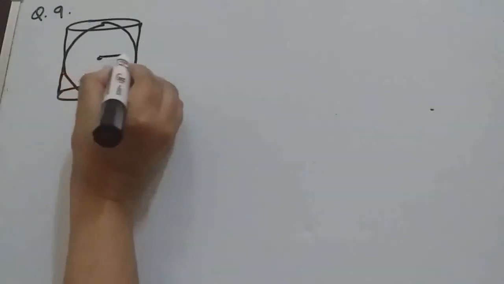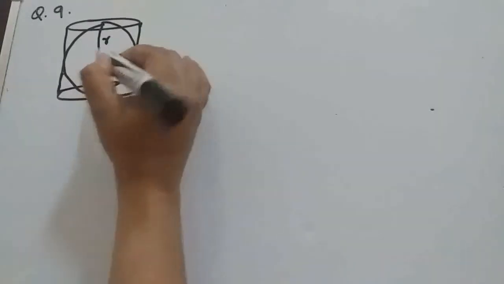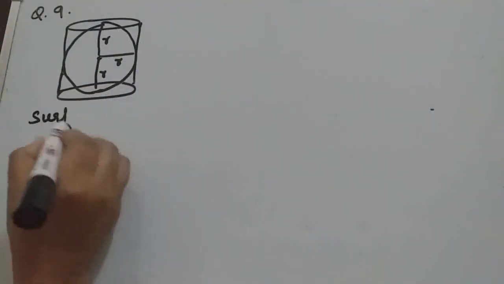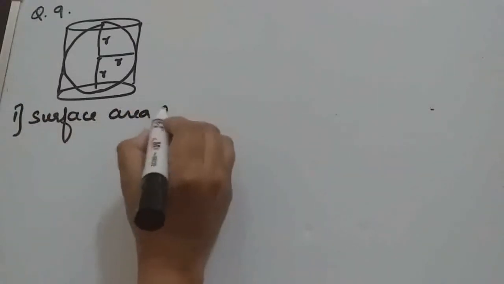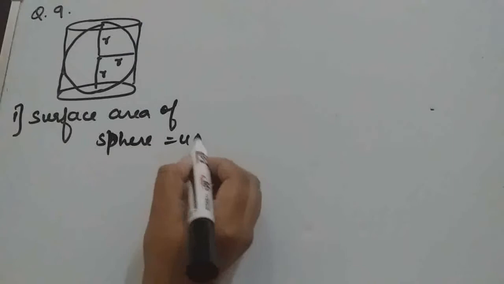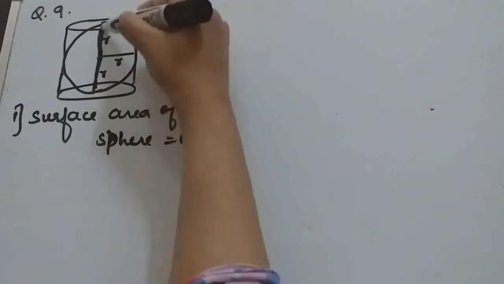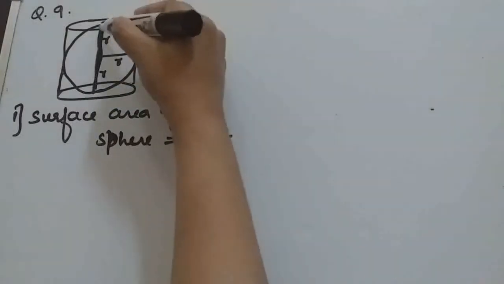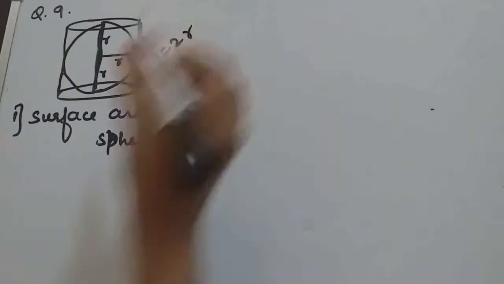In question 9, it is given that a right circular cylinder encloses a sphere of radius r. So this is radius r. So what will be the surface area? The surface area of a sphere will be 4 pi r square, isn't it? Now if you consider this diameter, it will become 2r, and that diameter is equal to the height of the cylinder. So we can say height is 2r.